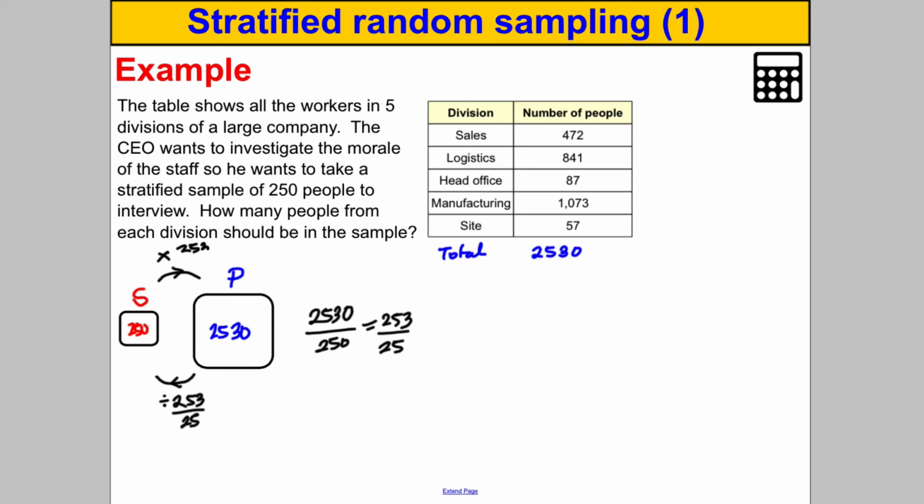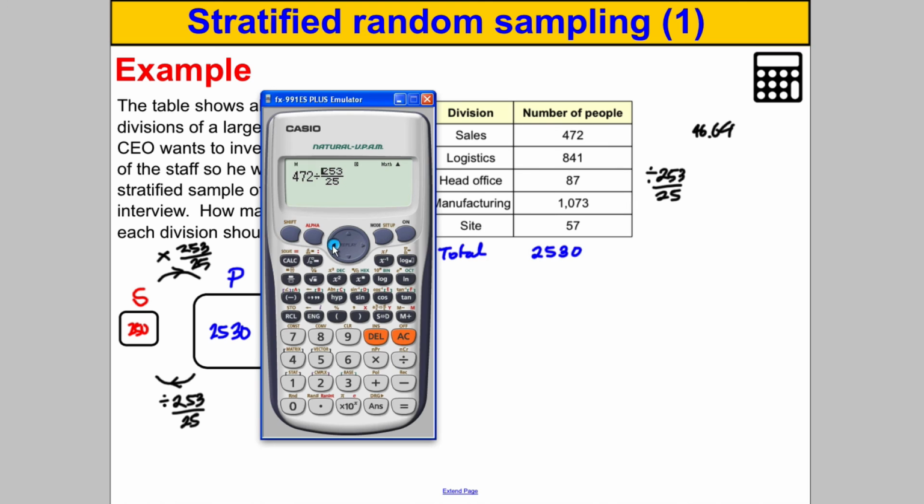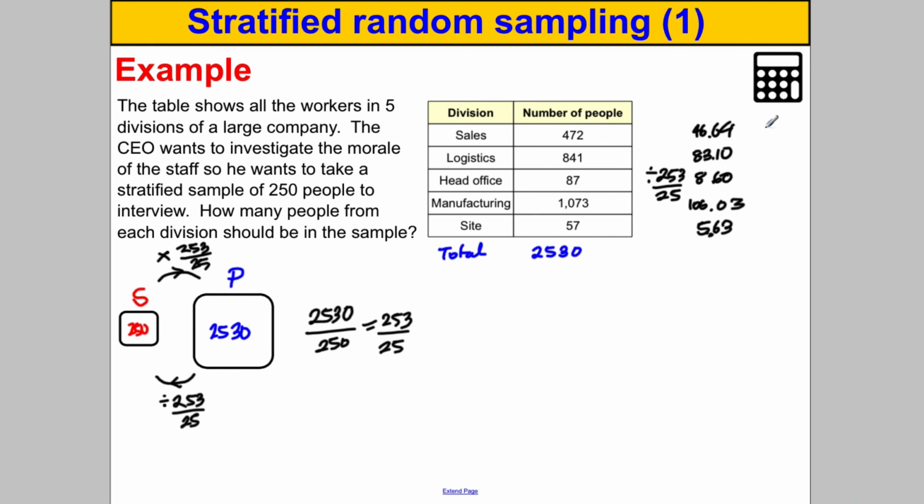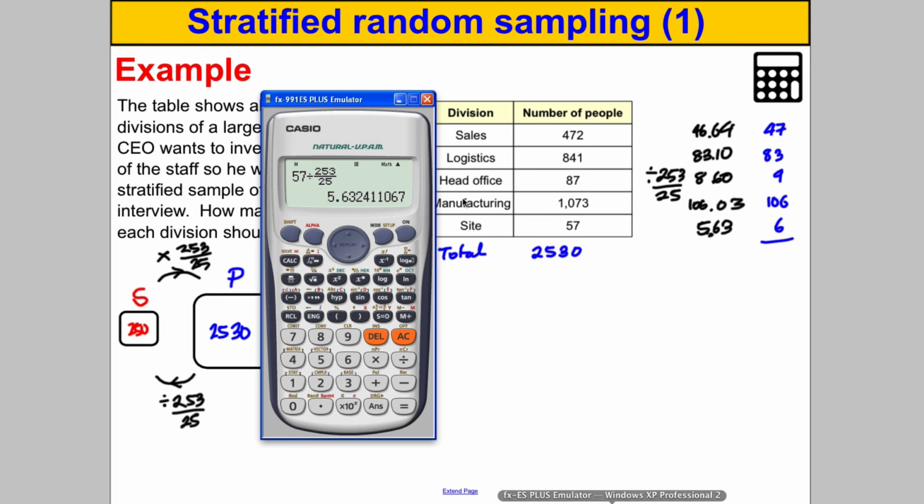So you complete your little picture here. So these are the numbers in your population, so each of these must be divided by 253 over 25. So I'm just going to do that on the calculator and fill in these numbers here. So as before, let's round these. I'm going to round that to 47, that down to 83, that up to 9, that down to 106, and that up to 6. Now just before I race on, I should double check that they add up to the 250, because if they don't, then my sample would be wrong. I only want 250 in my sample.